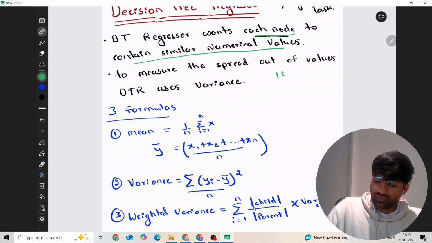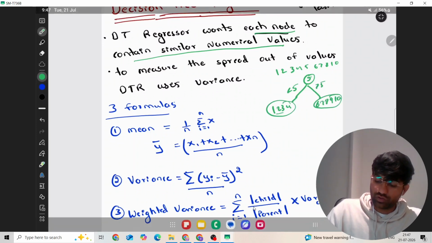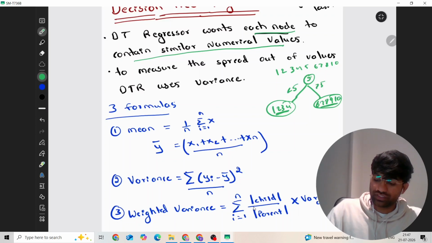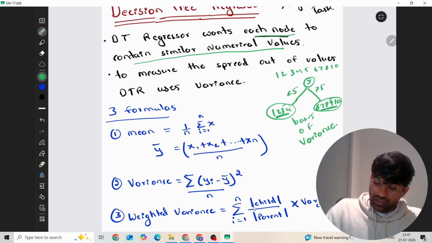Suppose we have values 1, 2, 3, 4, 5, 6, 7, 8, 9, 10. If we split the data at 5.5, the values which are less than 5 will be here and greater than 5 will be here. Similar numerical values means these are close to each other. How are they close to each other? On what basis am I seeing this? On the basis of variance. We have to find the similar numerical values by using the variance.